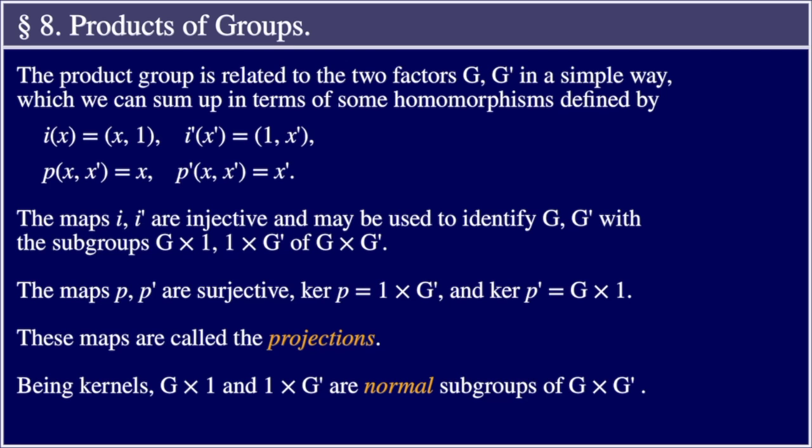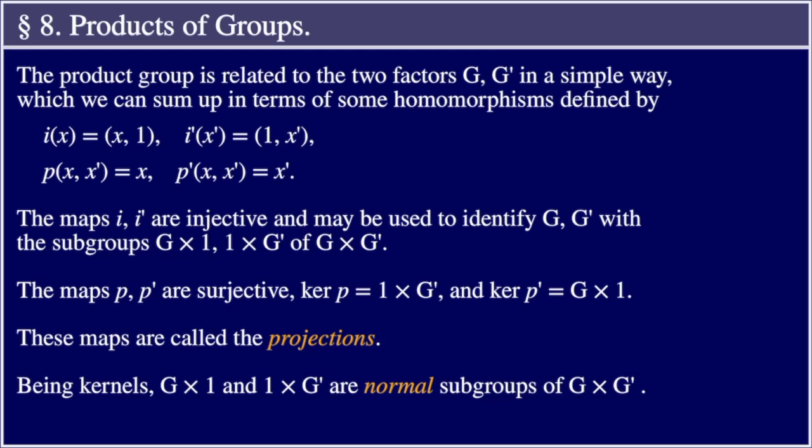The product group is related to the two factors G and G' in a simple way, which we can sum up in terms of some homomorphisms, defined by i(x) = (x, 1), i'(x') = (1, x'), p(x, x') = x, p'(x, x') = x'.